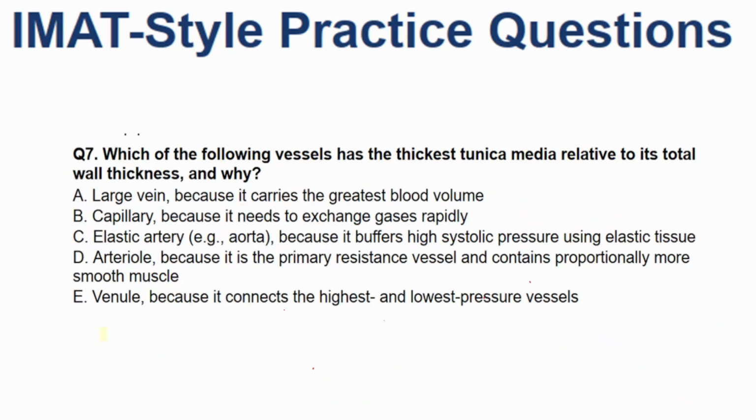Now let us carefully analyze question 7, which shifts our focus to the microanatomy of different blood vessels and how their structural dimensions directly relate to their physiologic function. The question asks, which of the following vessels has the thickest tunica media relative to its total wall thickness and why? To solve this, let's look at the phrase relative to its total wall thickness and why.